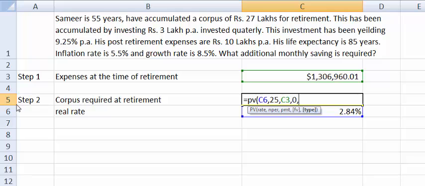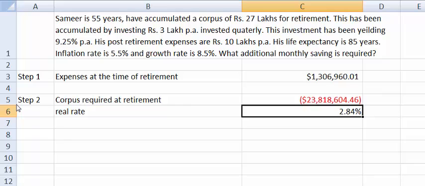There is no future value and type is 1 because the money has to be withdrawn at the beginning of the year, because it is required for your year's expenses. So this is what we have, 2,38,18,604. That's the answer for step 2. That's the corpus required at the time of retirement. So that's done with our step 1 and step 2.